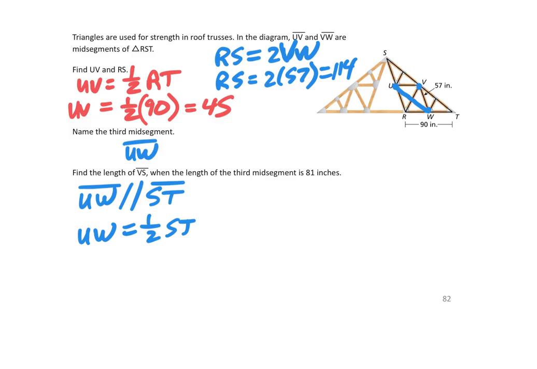Okay, so here's what we're going to do. If the length of the third midsegment is 81, so I'm going to tell you that UW is 81. Okay, so it's half of ST. So what would I have to do to find ST? We only got 2 options, right? We're either going to multiply by 2 or we're going to divide by 2. We got to multiply by 2 because I'm given the shorter piece, right?